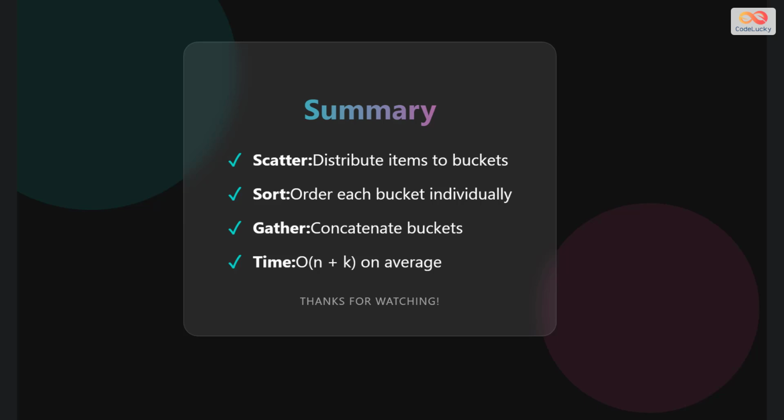To summarize, remember the 3 main phases: scatter, sort, and gather. Bucket sort is a powerful tool for specific datasets, offering linear time performance when conditions are right.